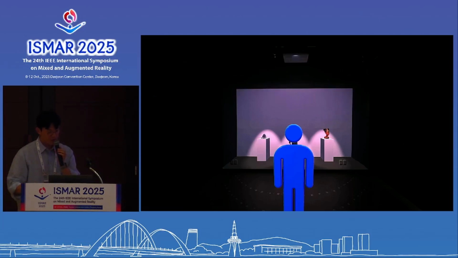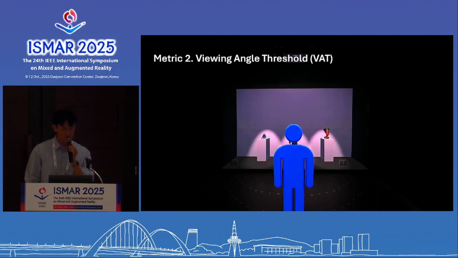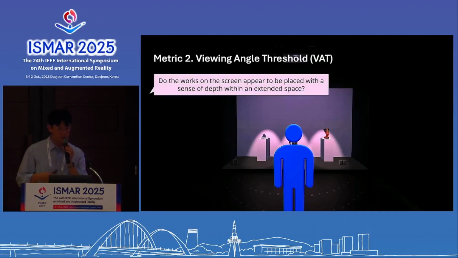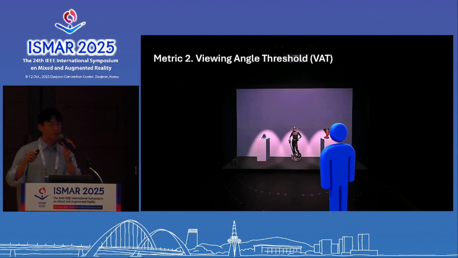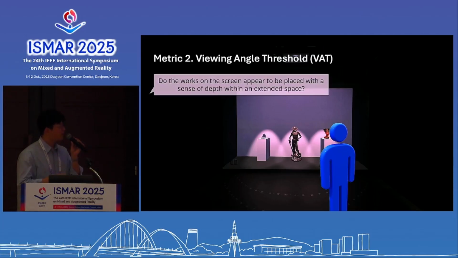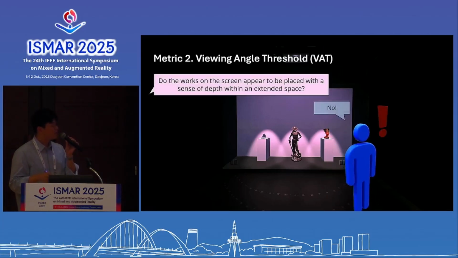After that, for the viewing angle threshold, I asked them, did the works on the screen appear to be placed with a sense of depth within an extended space? At the center, most of them might feel some depth perception through this image because it's induced to provide depth perception in the center position. So they say yes. This is a two-alternative forced choice method, which means they can only answer yes or no. And then we just keep asking these questions. If they say no, this data can be utilized for estimating the viewing angle threshold.